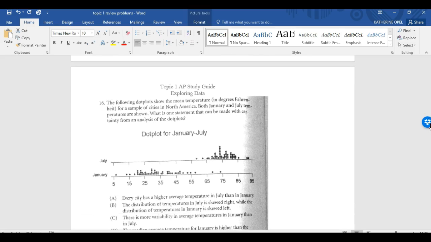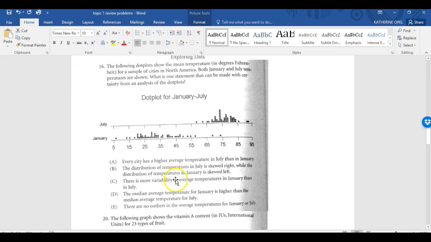The following dot plots show the mean temperature in degrees Fahrenheit for a sample of cities in North America. Both January and July temperatures are shown. What is one statement that can be made with certainty from the analysis of the dot plots? So A, higher in July than in January? No, that's not true. You can see we have some higher temperatures in January over here than July. So A is not true.